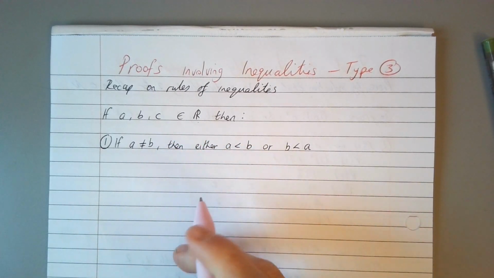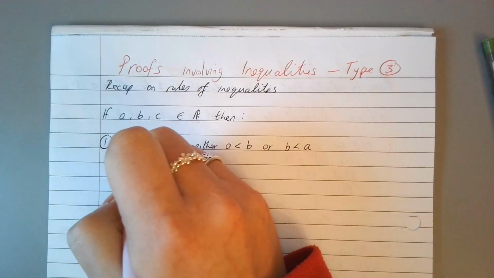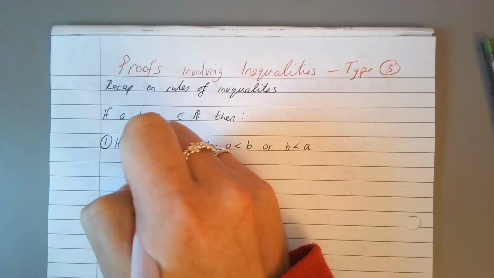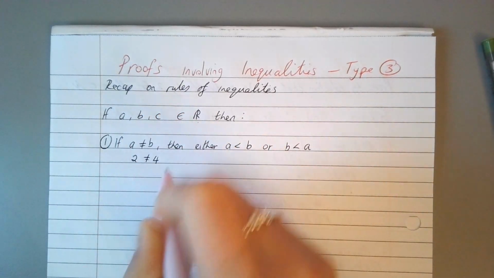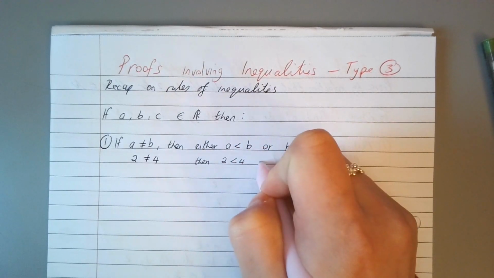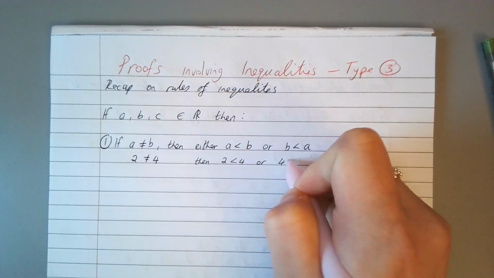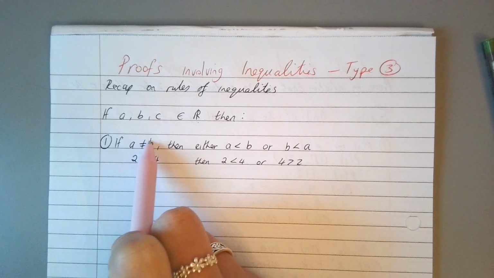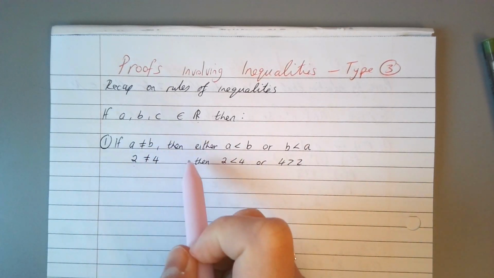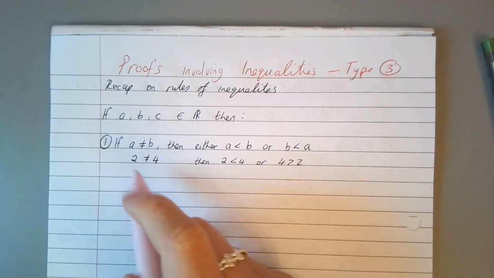So for example, if 2 is not equal to 4, then 2 is less than 4 or 4 is bigger than 2. Okay, so if they're not equal, one of the numbers has to be smaller and the other number has to be bigger. So that was our first rule.